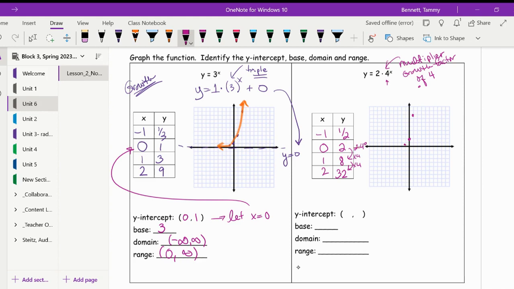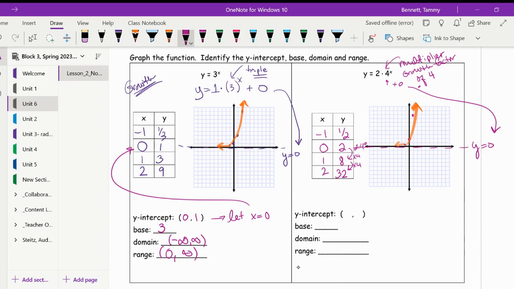Where's my asymptote this time? It's at the same plus 0, which is at the end of this. So this is the same thing as saying plus 0. So y equals 0 will be my horizontal asymptote. And then sketch your graph, making sure that it stays above that 0.